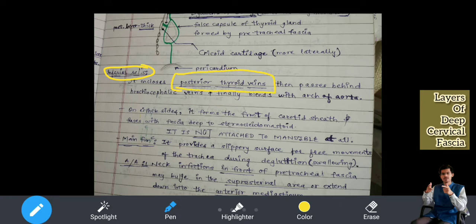Now you will say, when we discuss about the thyroid gland, there were superior thyroid veins, middle thyroid veins, inferior thyroid veins, there was vein of Kocher. But from where did this posterior thyroid vein come from? So all these veins which I have enumerated are draining into the posterior thyroid veins. Okay, and this pretracheal fascia then passes behind the brachiocephalic vein and finally blends with the arch of aorta.